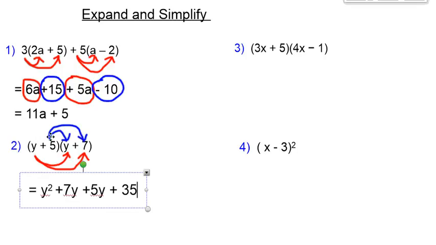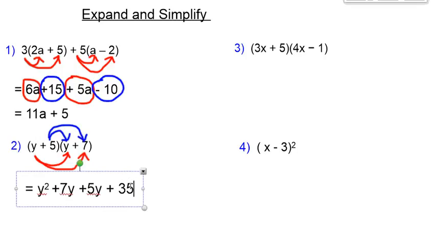35. A common error is students will do 5 plus 7, which is 12. That is a common error in the exam, so watch out for this. This will be 1 mark so far in the exam. The second mark, these are 2 marker questions. The second mark will be, you simplify the middle terms, this one and this one.